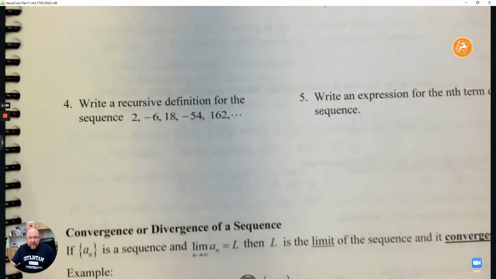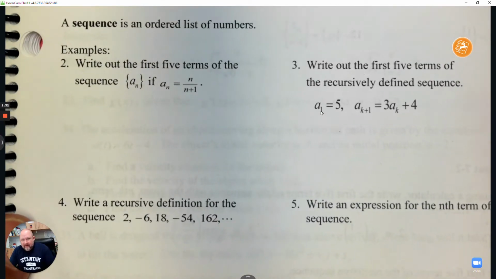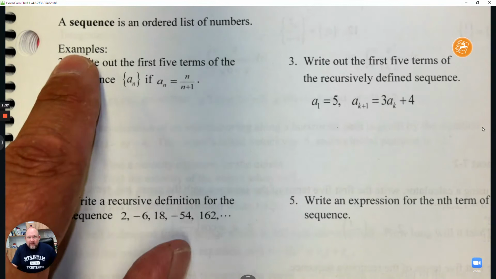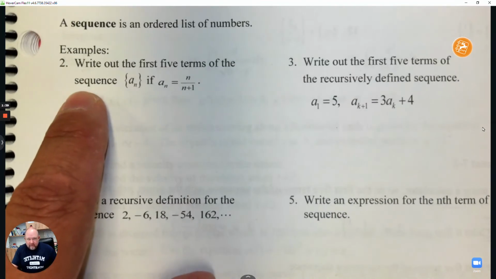All right, turn the page. So we are going to deal with factorials in terms of sequences. Once we get there and practice it, I think you'll find it somewhat basic. Write out the first 5 terms of this sequence.